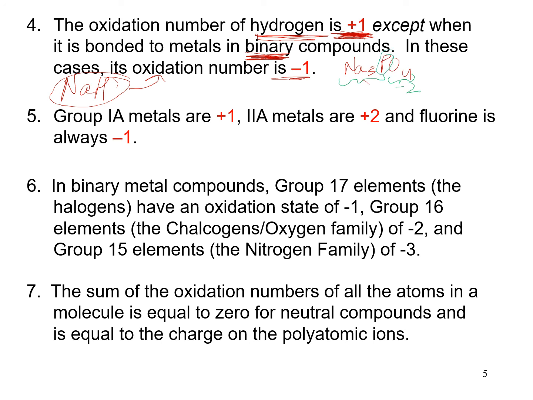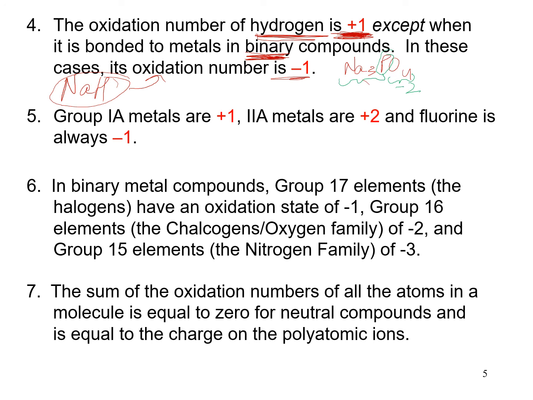Okay, so we still don't know the answer, so we'll move on to our next rule, which is rule number 5. So I'll go through rule number 5 and 6 together. But first, again, remember, you go stepwise. Rule number 5 states group 1A metals are always +1. Group 2A metals are +2. Fluorine is always -1.